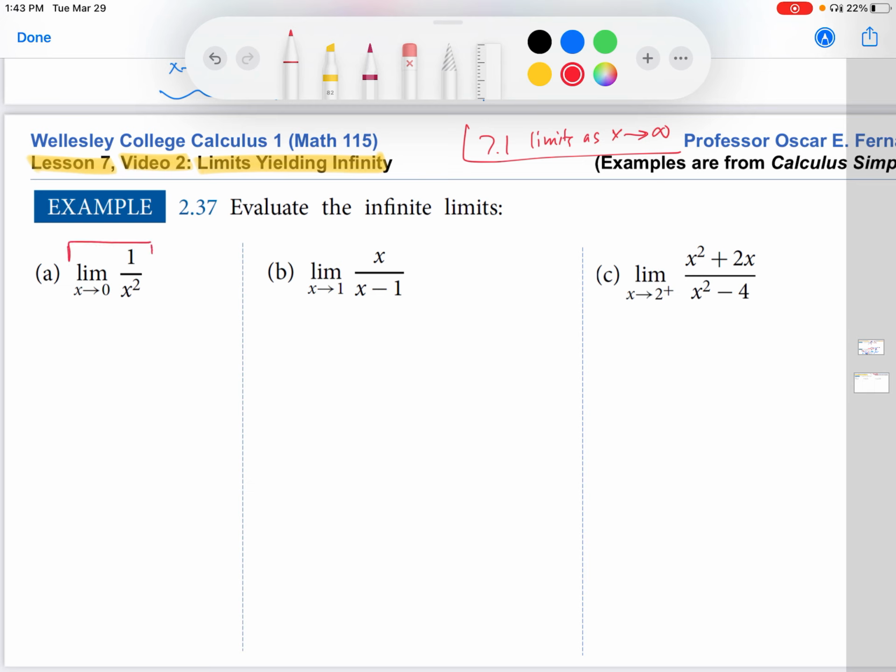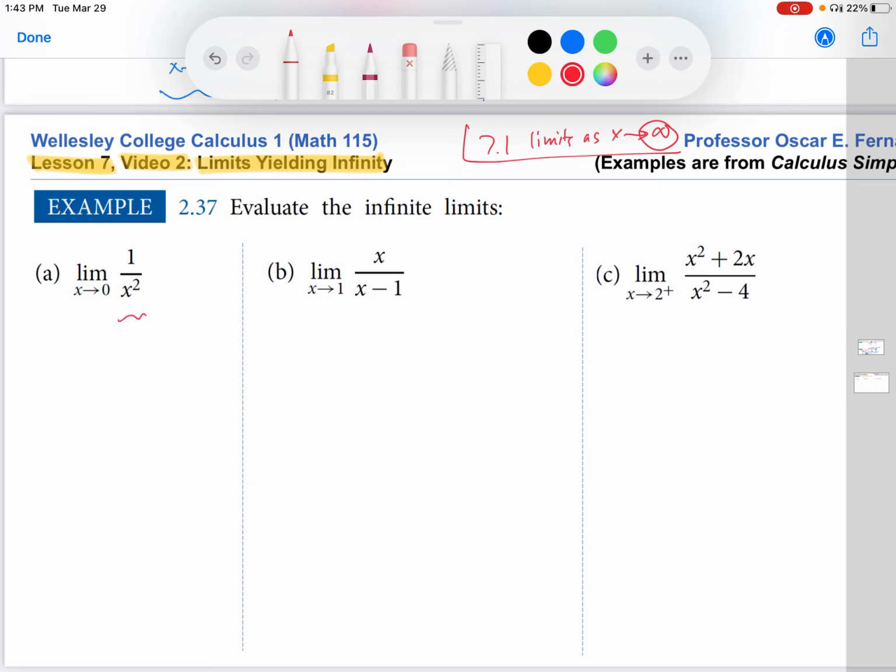This is the function 1 over x squared, and we're taking x to 0. Notice first that x equals 0 is where the denominator is 0. So I can't just substitute in x equals 0, which is what I always suggest that you try first when evaluating a limit, if you can. You can't substitute infinity, for example. We talked about that in the previous video. So we can't substitute x equals 0. It's not in the domain of the function. So I have to find this limit some other way.